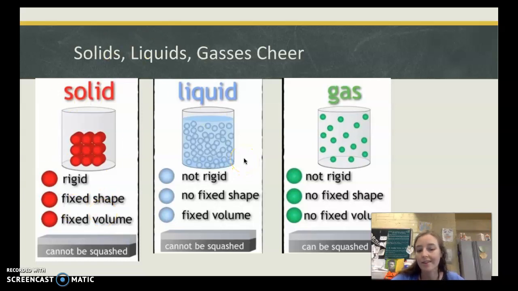Then liquid, they are not rigid, no fixed shape, but there is a fixed volume. So if you look at a liquid in here, I can see that it has fixed volume. It's not changing, but it's not rigid. It can slosh around my cup and not necessarily a fixed shape either. If I bend my cup, obviously the liquid's going this way now. And then a gas, of course, not rigid, no fixed shape, no fixed volume. It's all around us. We can squash it, we can slap it, whatever. So make sure you have those ideas written down as well.